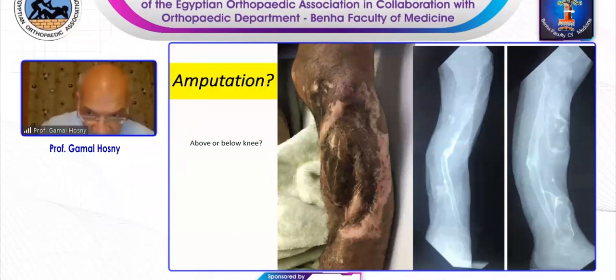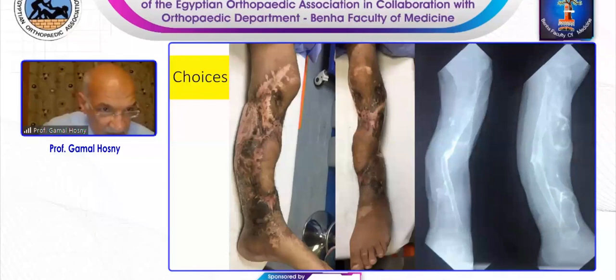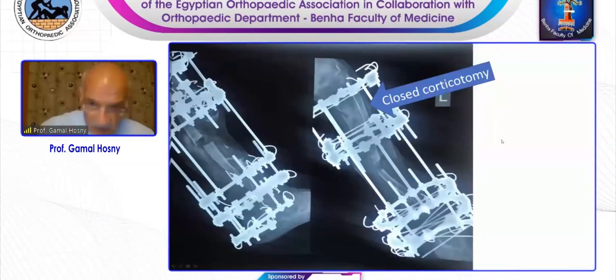So this was the picture again to remind you what we did. We put the frame and we did a closed corticotomy. You know, this is very osteoporotic bone, so there was no way to make any incision in the proximal part. So we put the frame, and we removed part of the fibula because it was very deformed, to allow for acute correction of the deformity of the leg. Then we did osteoclasis. We put the frame here and there. Then we did angulation and translation.